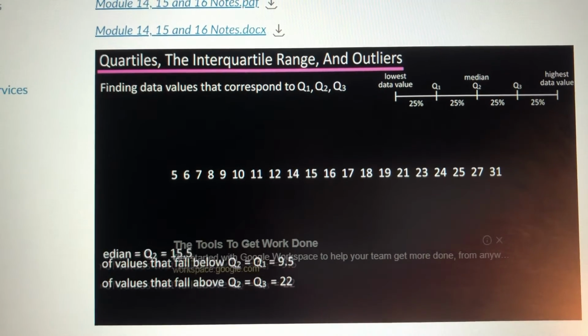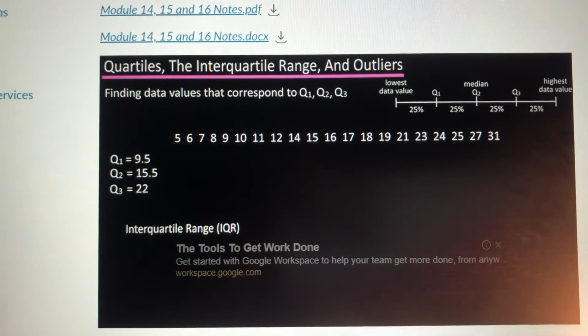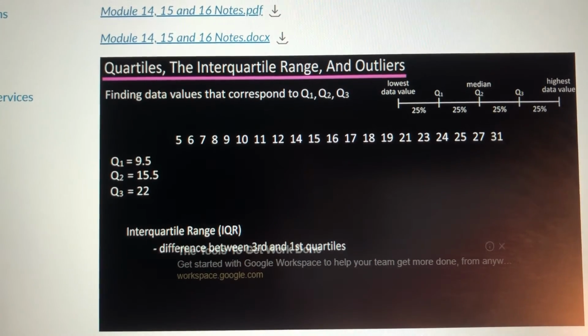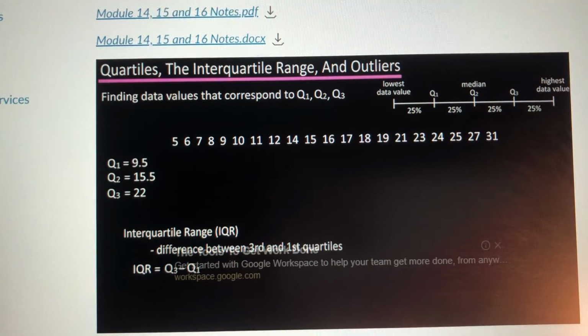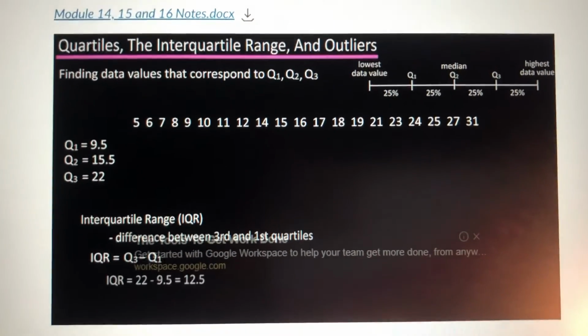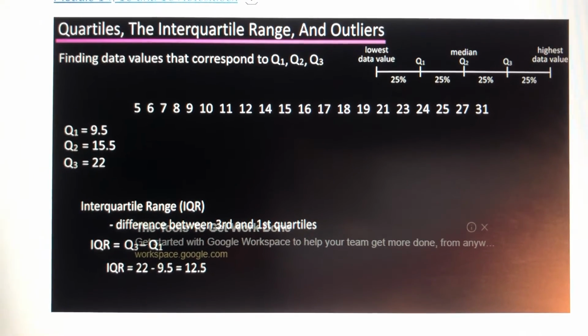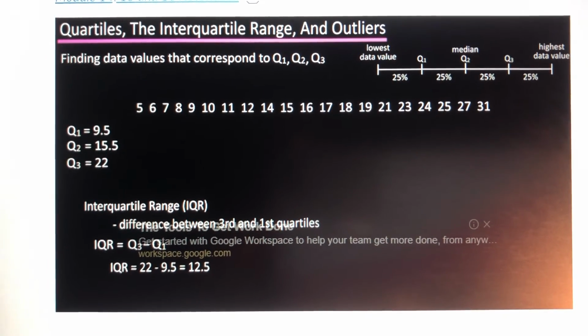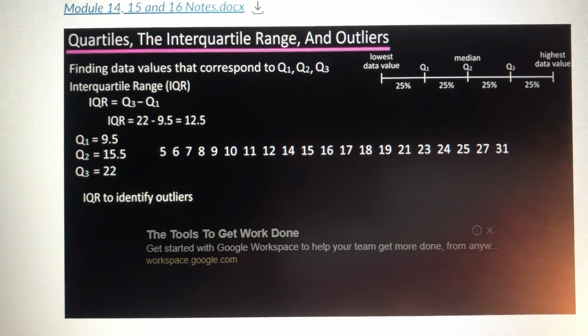Another concept that's important in regards to percentiles is the interquartile range, or IQR, which is the difference between the third and first quartiles, written as IQR equals Q3 minus Q1. So in our example, this would be 22 minus 9.5, which is 12.5 as the interquartile range for the data set. The interquartile range can be used as one way to identify possible outliers.